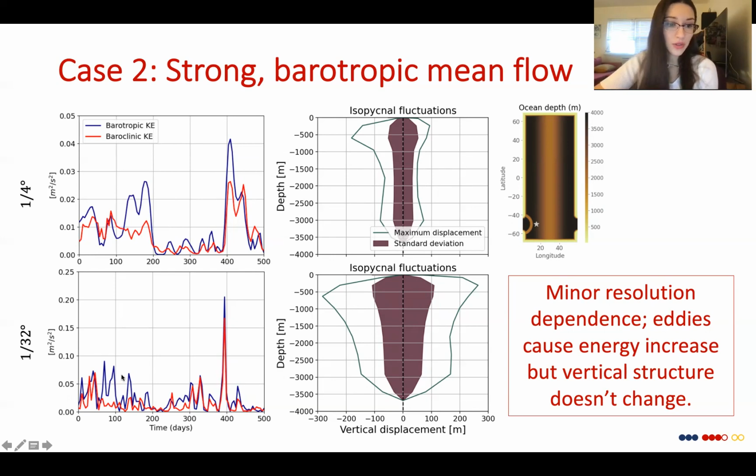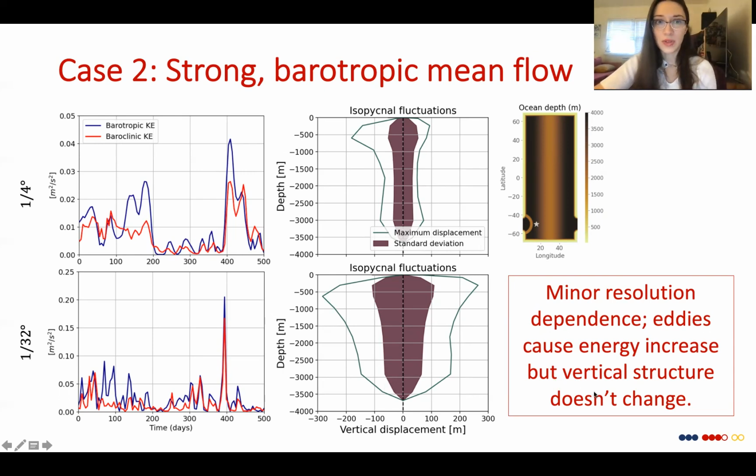And when we move to the high resolution case, the energy increases, but the vertical structure does not fundamentally change. This is also evident in the isopycnal fluctuations and the vertical structure of them. So we see that the isopycnal fluctuations do become larger as we increase resolution, but the vertical structure does not change as profoundly as in the previous case. So again, there's minor resolution dependence here. Eddies cause energy increase, but the vertical structure doesn't change.